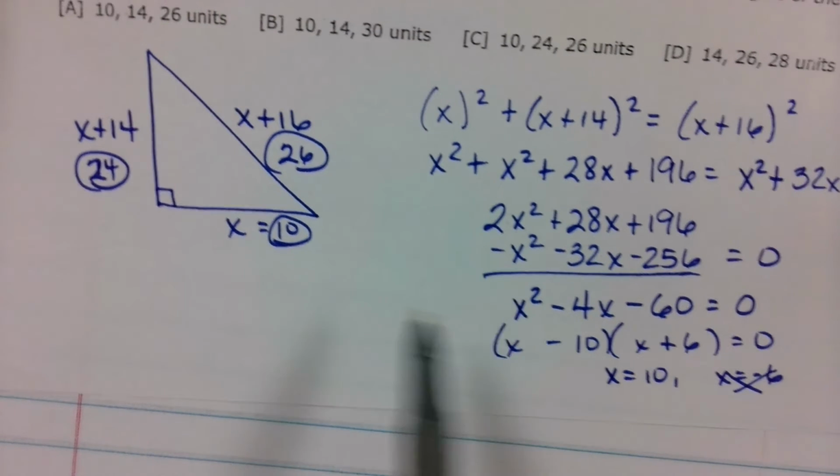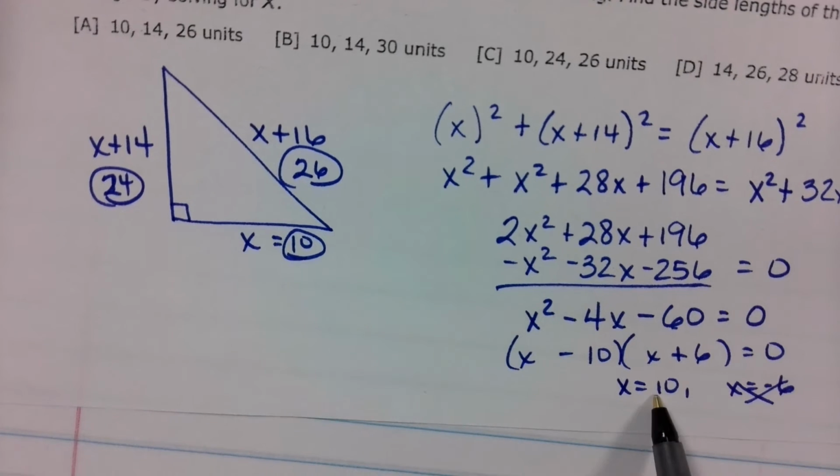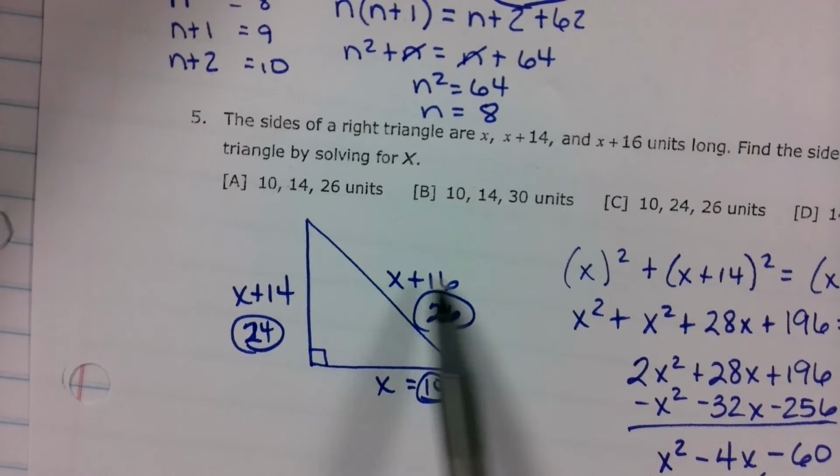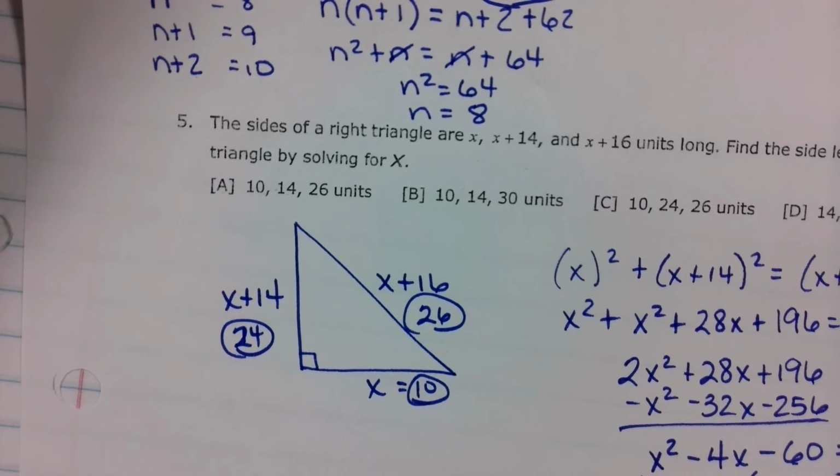But you can't have a negative for a measurement. So the 10 is the answer. So you have 10 here, but here will be 24, and here will be 26. Okay. Let's go on to 56.